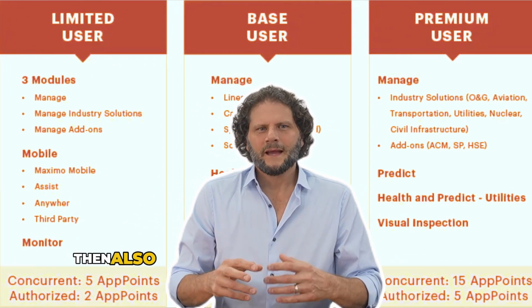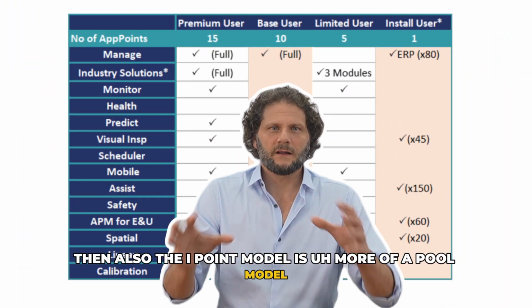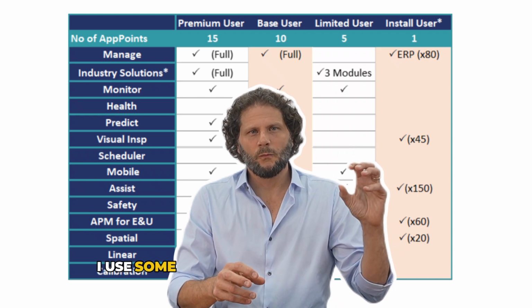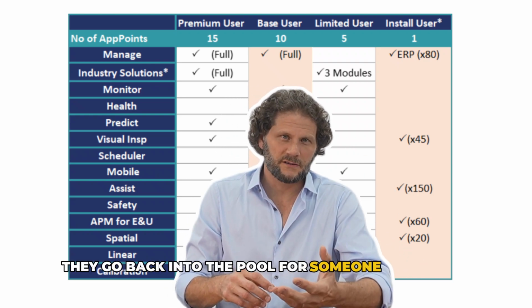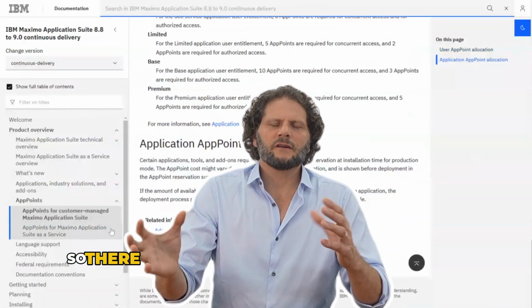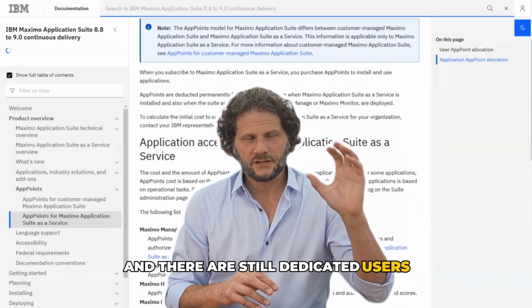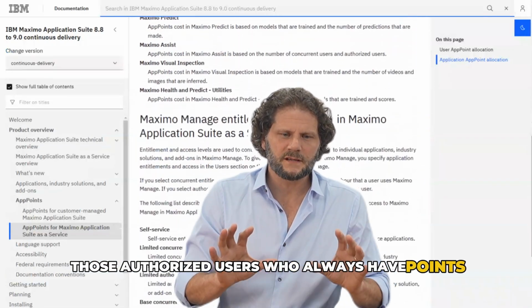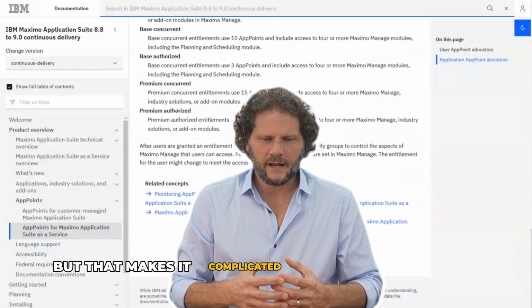Then also, the app point model is more of a pooled model. So I have a pool of points. I use some while I'm actively in the system. They go back into the pool for someone else to use when I'm out of the system. So there are two different things going on there, and there are still dedicated users, those authorized users who always have points as well. So there are a couple different flavors there, but that makes it complicated.